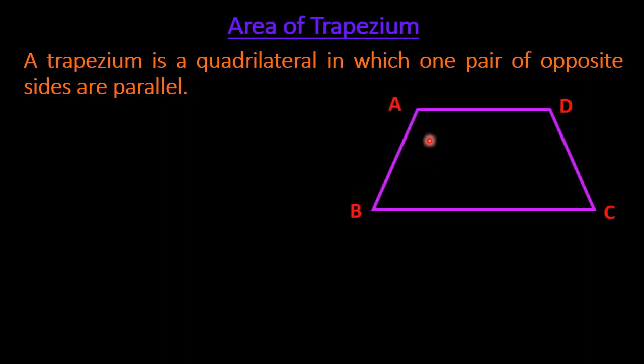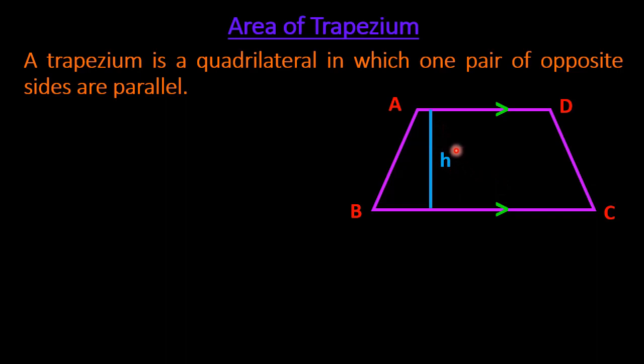So here ABCD is a quadrilateral, and in this quadrilateral, the two sides AD and BC are parallel to each other. So let me represent this parallel side by an arrow, and the remaining two sides AB and DC are non-parallel sides. And the distance between the parallel sides AD and BC, which we call the height of the trapezium, is represented by h.